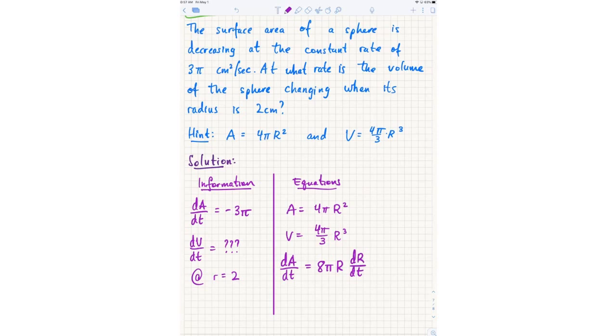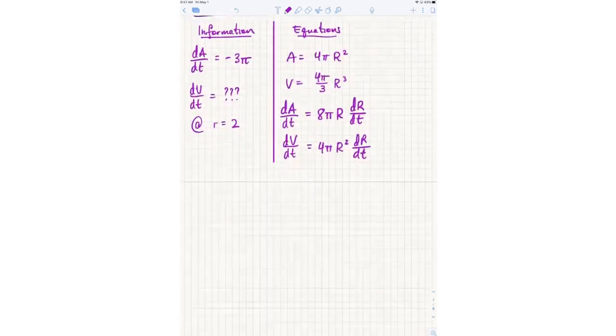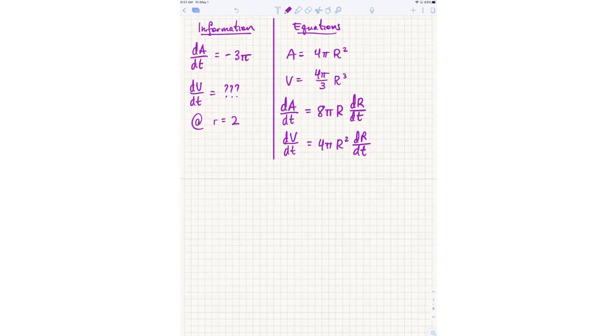And then I have to do the same thing for the volume. dV dt is, let's see, the 3 pops out and cancels the 3. So I get 4 pi r squared times dr dt, again coming from the chain rule. Now the entire problem is parsed out into mathematical equations. So we can forget about the actual problem statement and just focus on what's on the screen now. What do we do now? What's the next step?